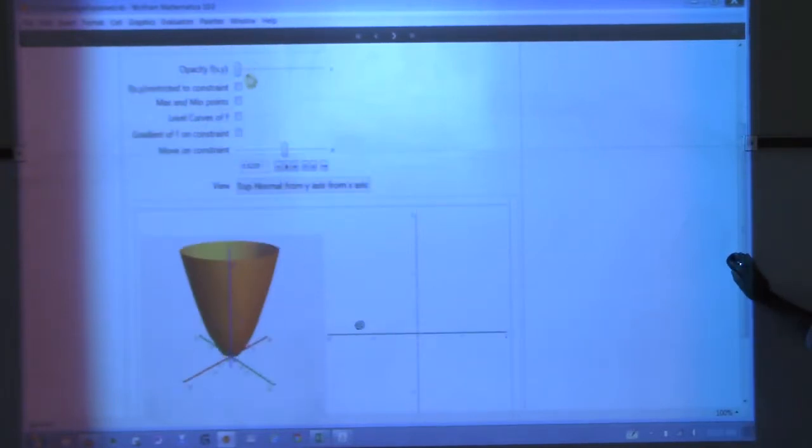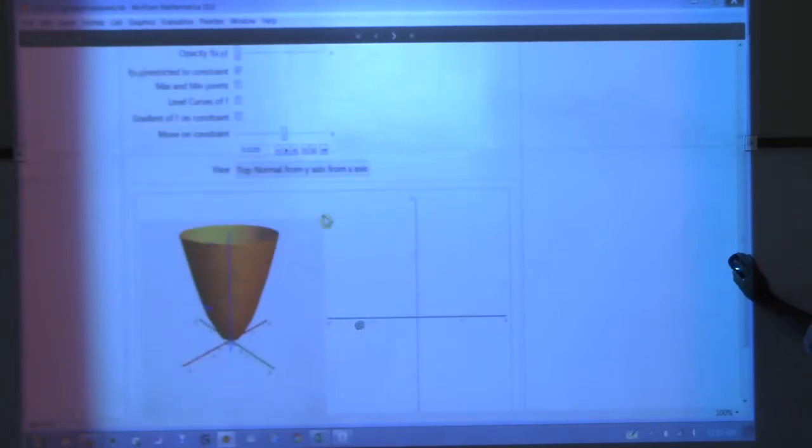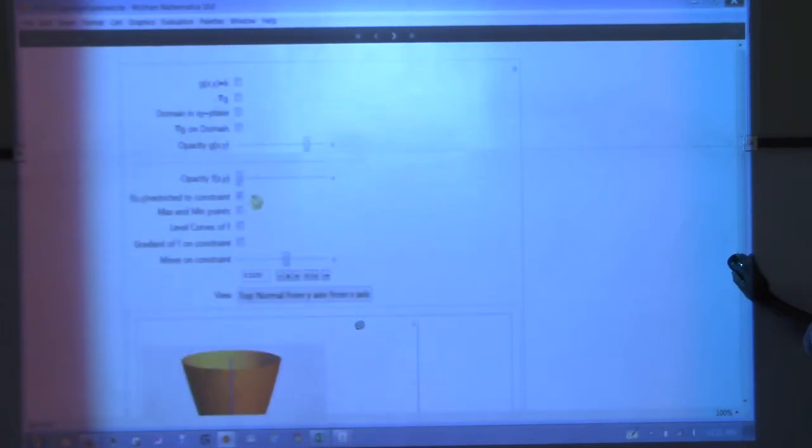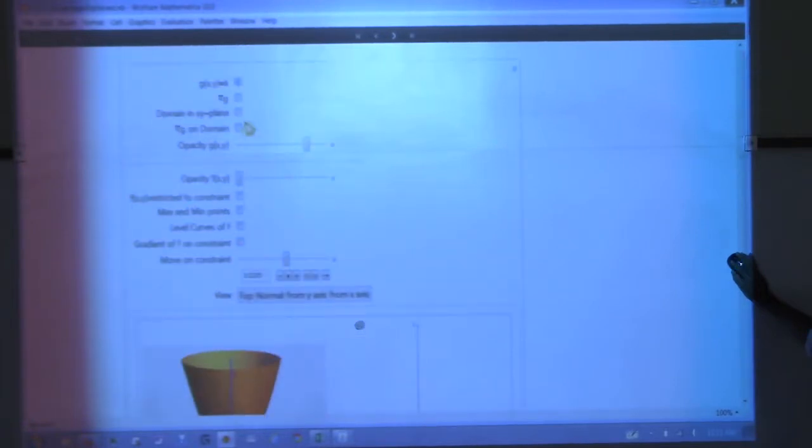Now what I'm going to do is restrict this function to some constraint. And I'm just making one up. Where's my constraint? Oh, why didn't it show up over here? Oh, because I clicked the wrong thing. Sorry. Here's my constraint. There it is.